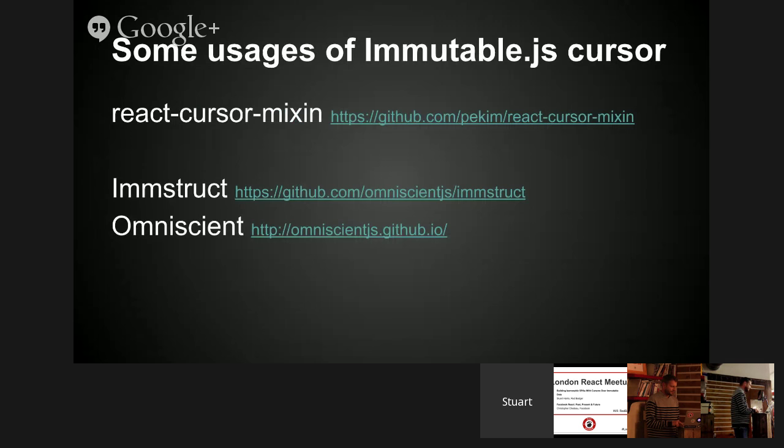Then where are they used? Well, there's a React cursor mixin, which is like a component should update type mixin. And then there's Imstruct and Omniscient. Omniscient actually is quite interesting. Omniscient uses Imstruct, and Imstruct uses immutable JS. Imstruct is sort of a modified immutable JS cursor.